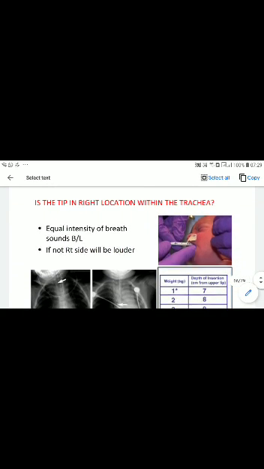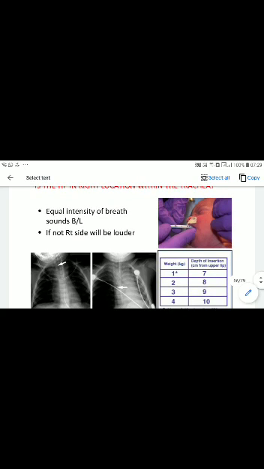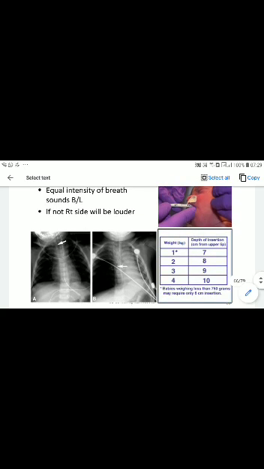Is the tip in the right location within the trachea? How to make sure? Take an X-ray. It will show you here, and here it is showing the tube on the right side in the trachea. So the air enters only the right lung, not the left lung, and it is collapsed. Chances of pneumothorax are high here.